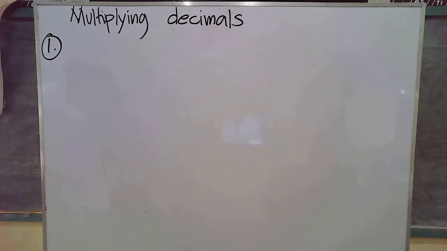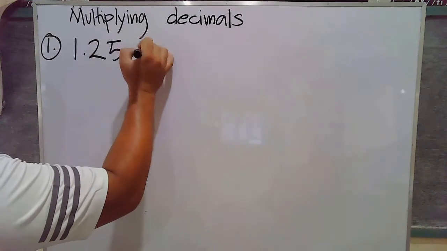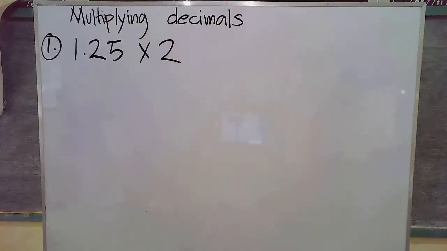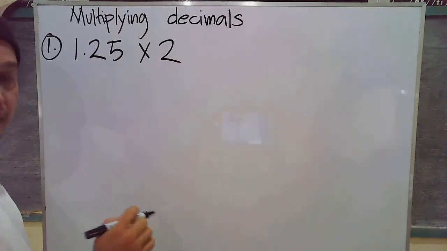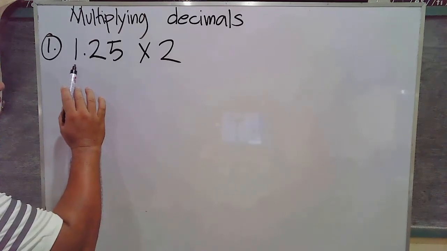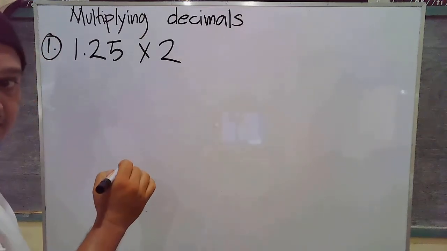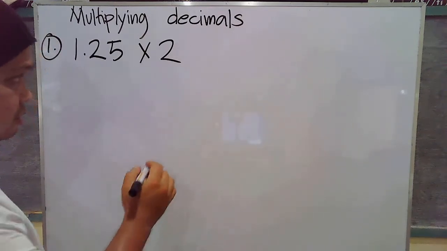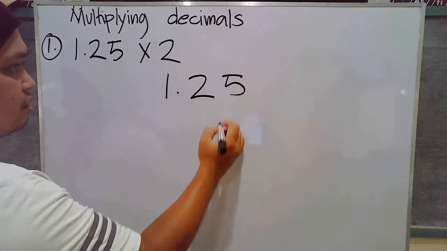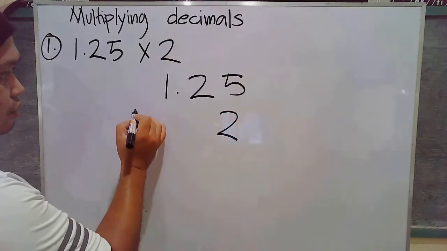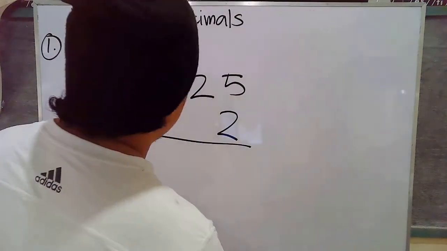We have 1.25 times 2. Okay, first, you arrange the numbers in column. We are multiplying a decimal number by a whole number. So what we do? Just multiply like whole numbers. So if we arrange them in column, we have here 2, which is aligned to 5. That would be the result.